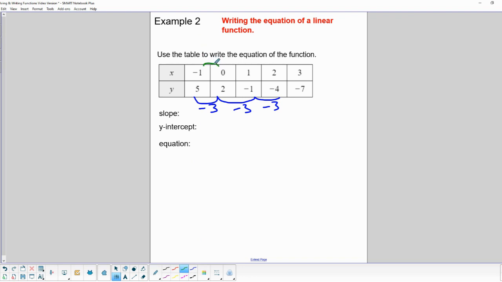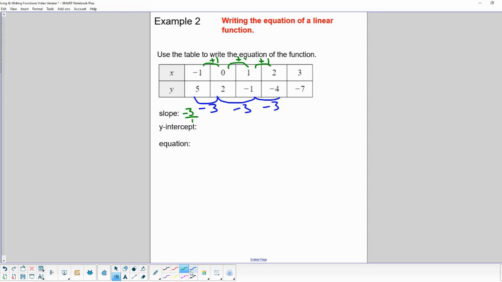To go from negative 1 to 0, we're adding 1. To go from 0 to 1, we're adding 1, and so on. So each step we go to the right, we're going up by 1 in the x direction, but down by 3 in the y direction. So the slope is going to be negative 3, or negative 3 over 1.